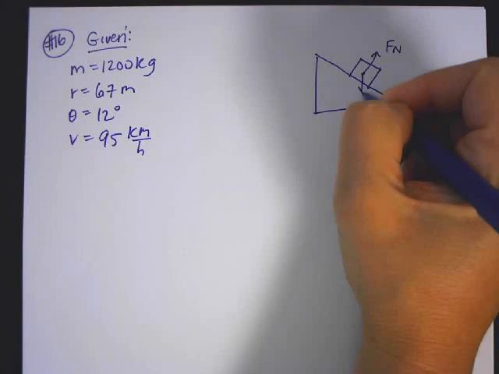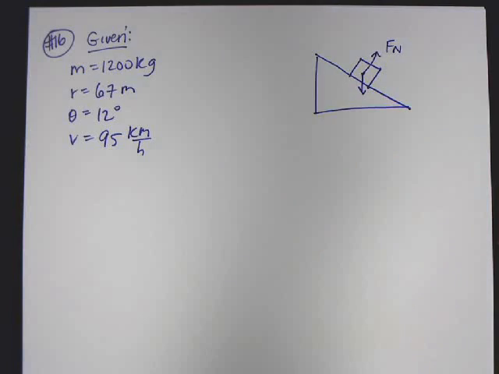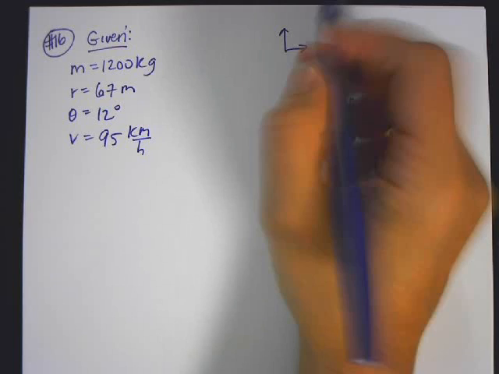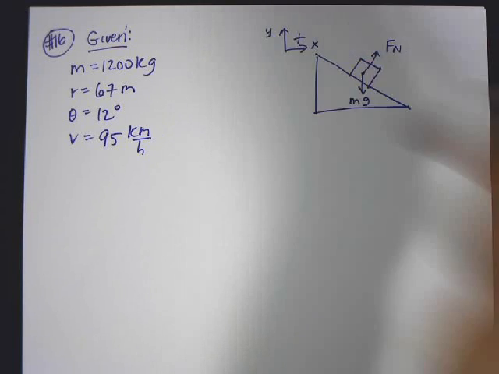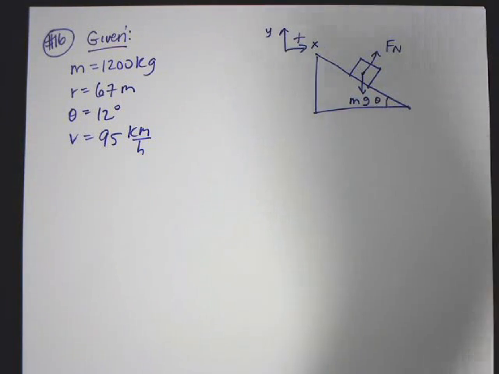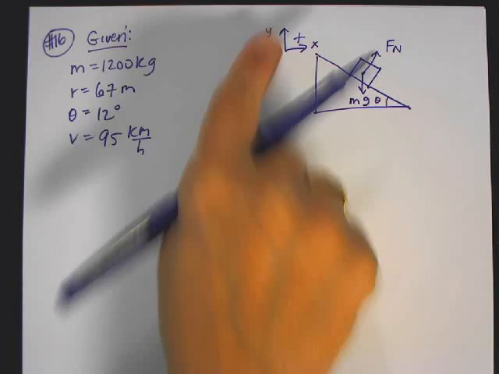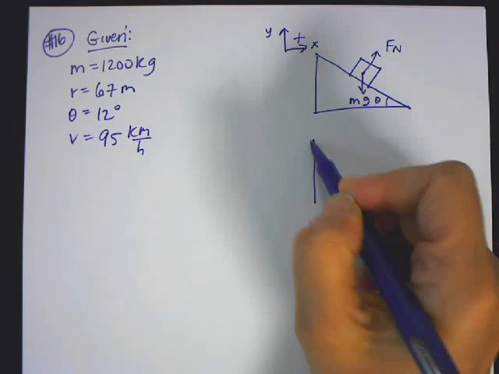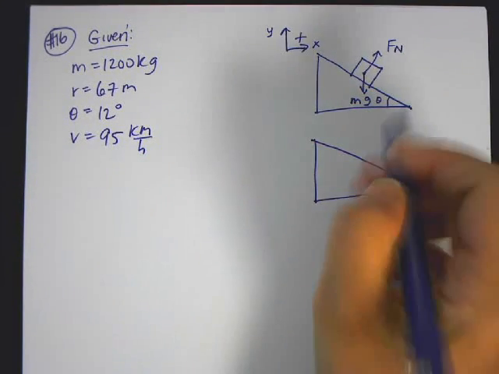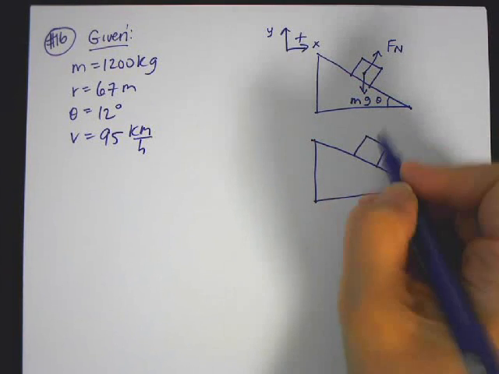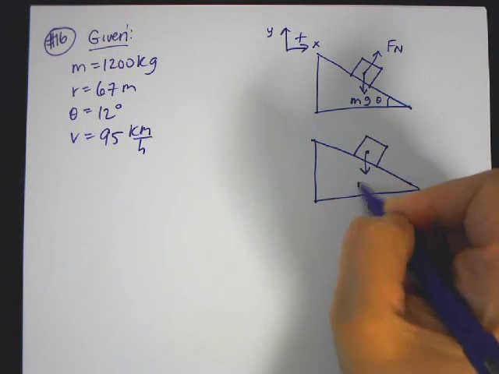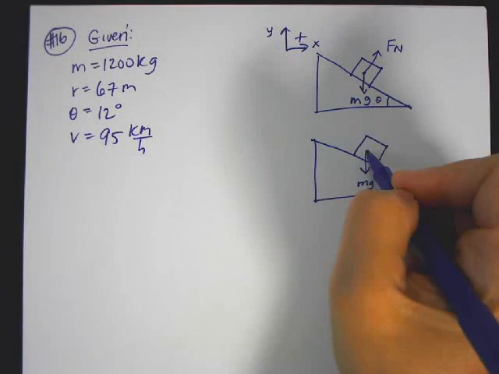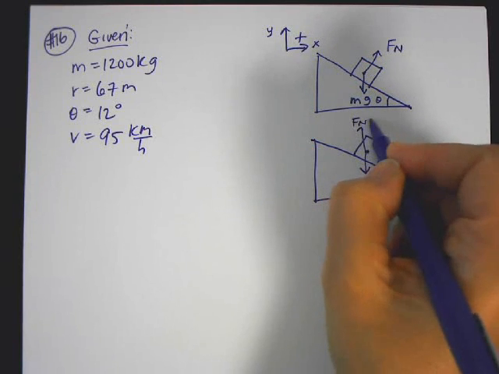And here is my weight. This is my sine convention. So I would definitely write my sine convention, and this is theta. Okay? So which forces are not going in this direction? That would be the normal force. So I'm going to redraw it, and I'm going to break my normal force up into its components. So I have the weight going down, and then when I break that up, it's going to end up being Fn cosine theta and Fn sine theta.